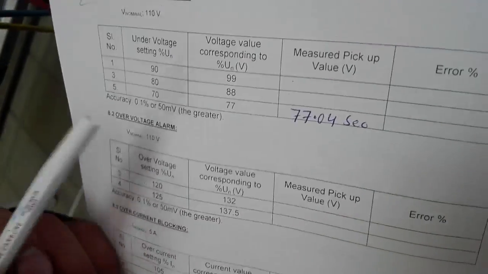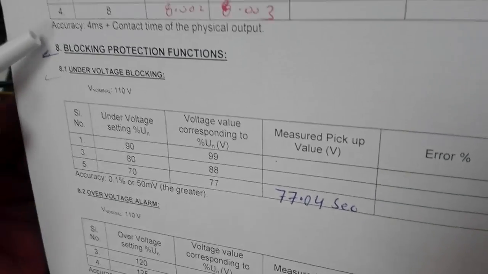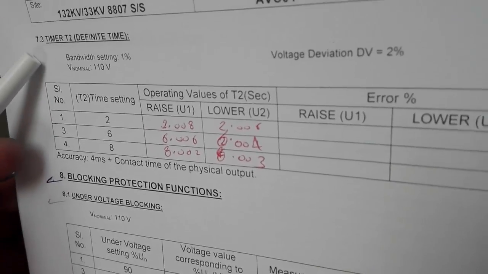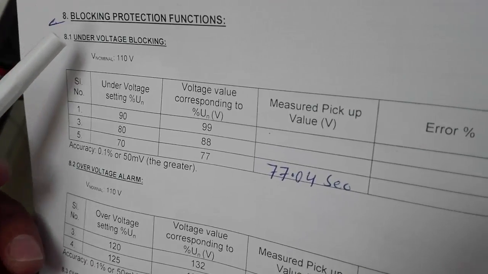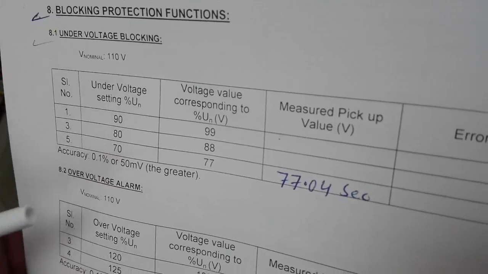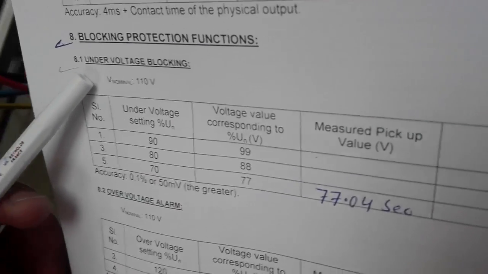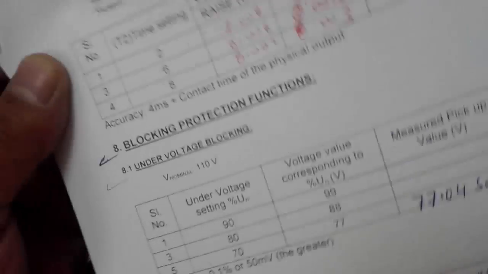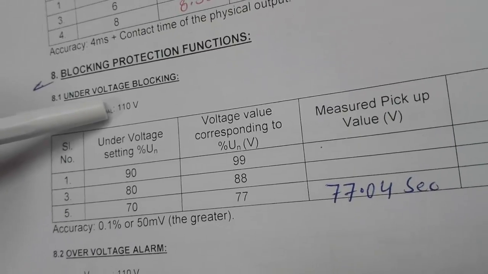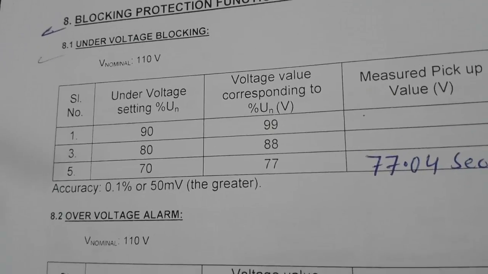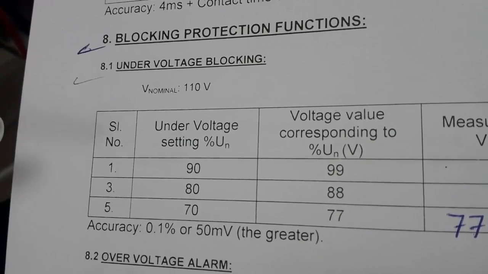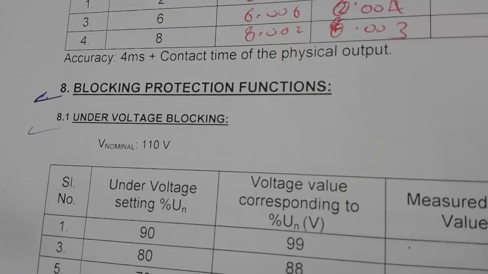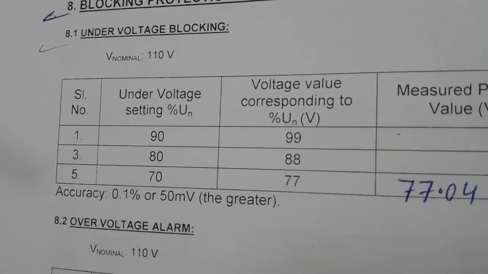Bismillah ar-Rahman ar-Rahim. In continuation of the previous lectures, we finished the previous lecture on timer T2, definite time. Today inshallah we will continue with the blocking protection functions. First we will perform the test for under voltage blocking. For that, V nominal should be 110 volts, and we will make the settings using Zivor complex software to communicate with our ZIV relay.